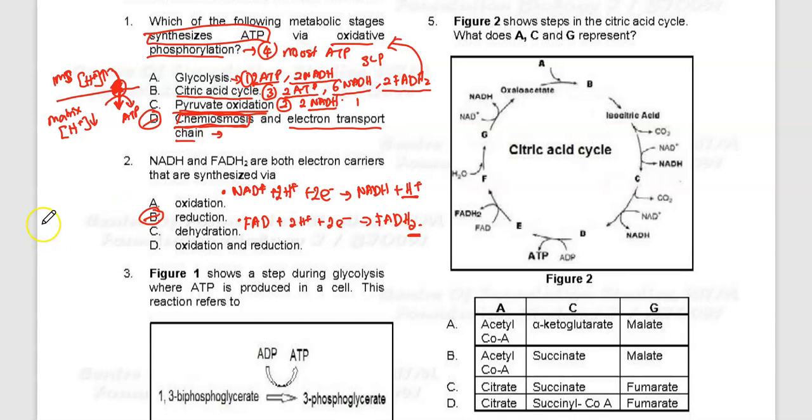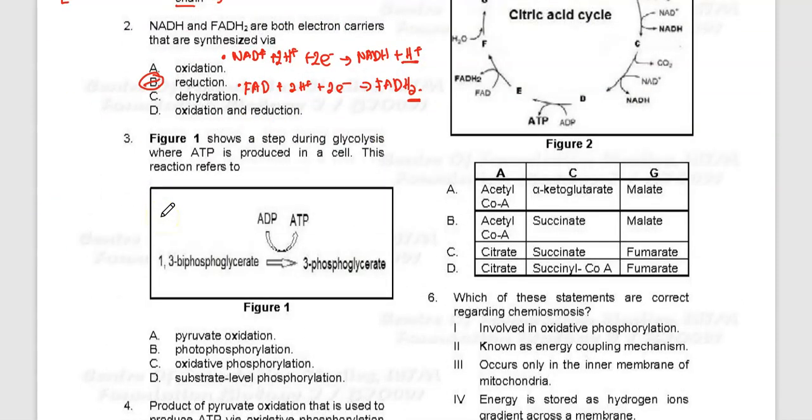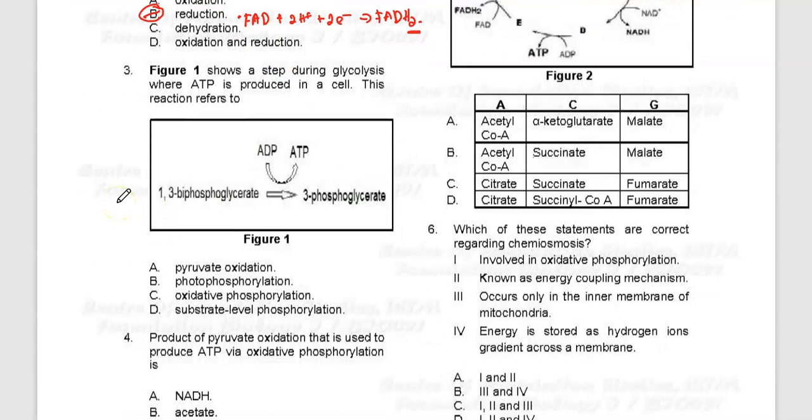Okay, so number 3, figure 1 shows a step during glycolysis where ATP is produced in a cell. This reaction refers to... if you look at this diagram, you can see that the process synthesizes ATP. So the reactant involved here is 1,3-bisphosphoglycerate. It means that this molecule has two phosphate groups attached to it, at carbon number 1 and also at carbon number 3.